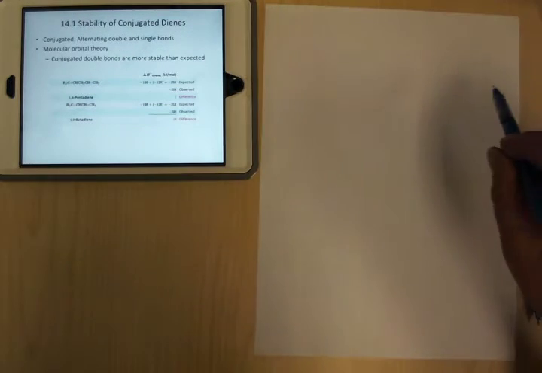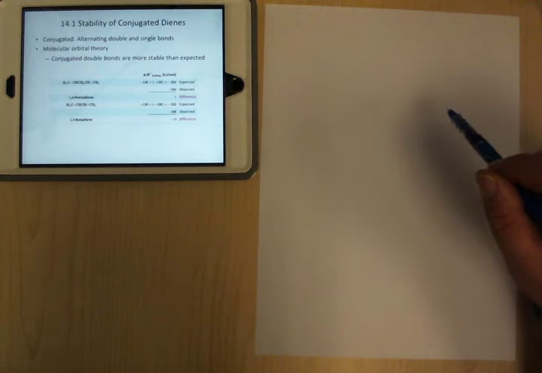Okay, on to chapter 14. For this one, we're going to be talking about what are called conjugated double bonds. This is where you have multiple double bonds, but in an arrangement of alternating double and single bonds. So it's a double, single, and on and on down the way.